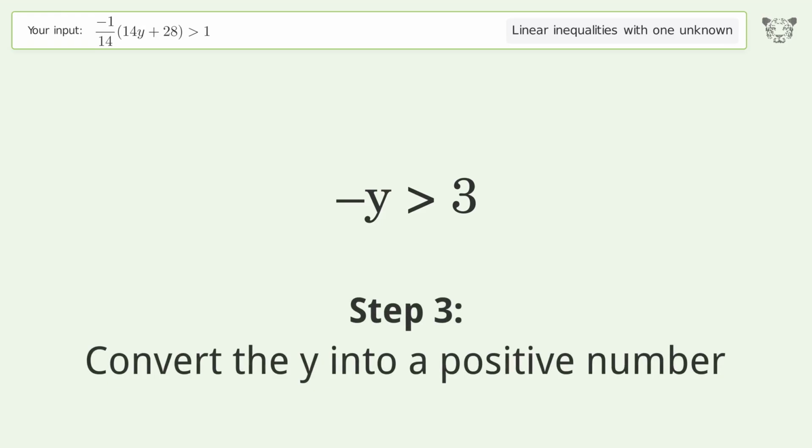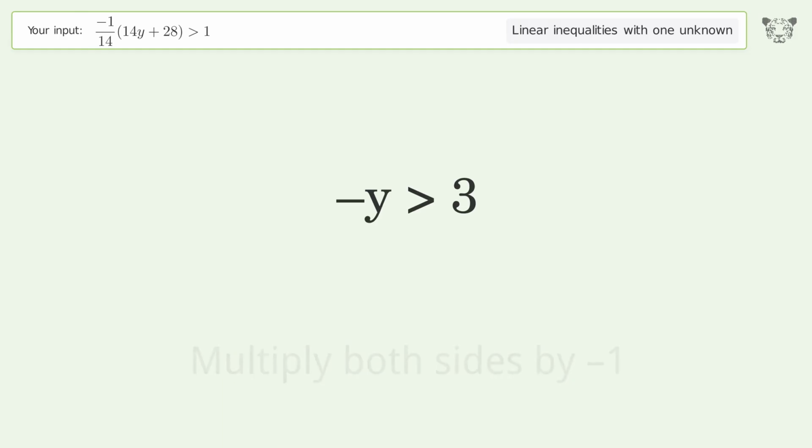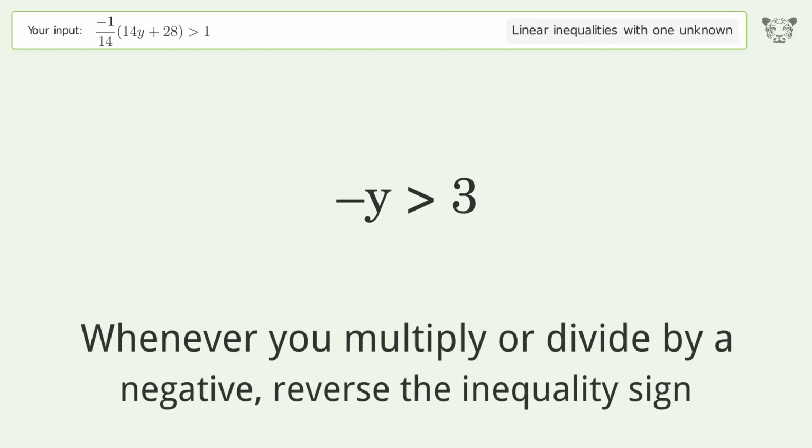Convert the y into a positive number. Multiply both sides by -1. Whenever you multiply or divide by a negative, reverse the inequality sign.